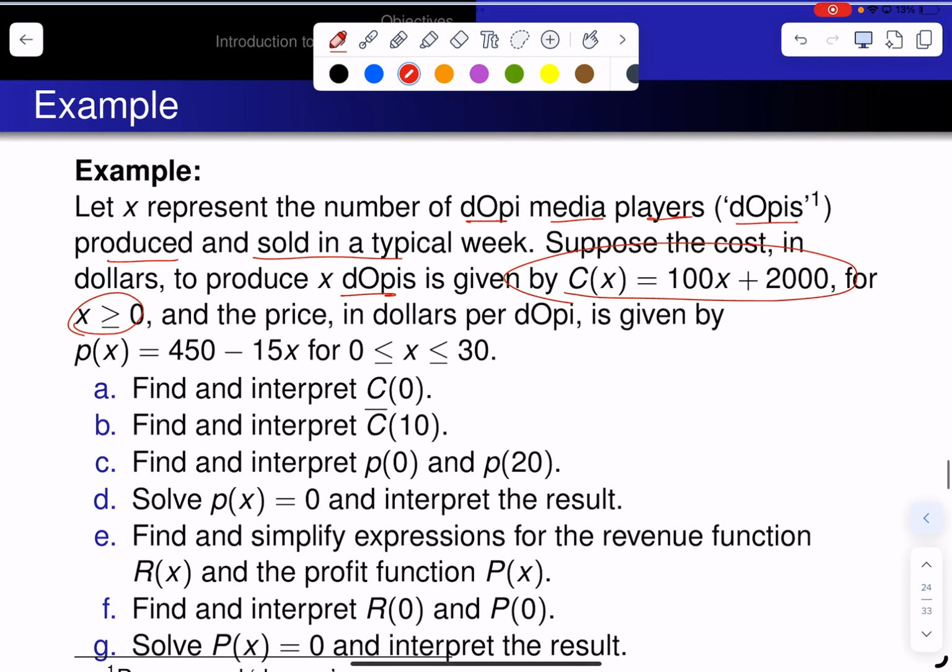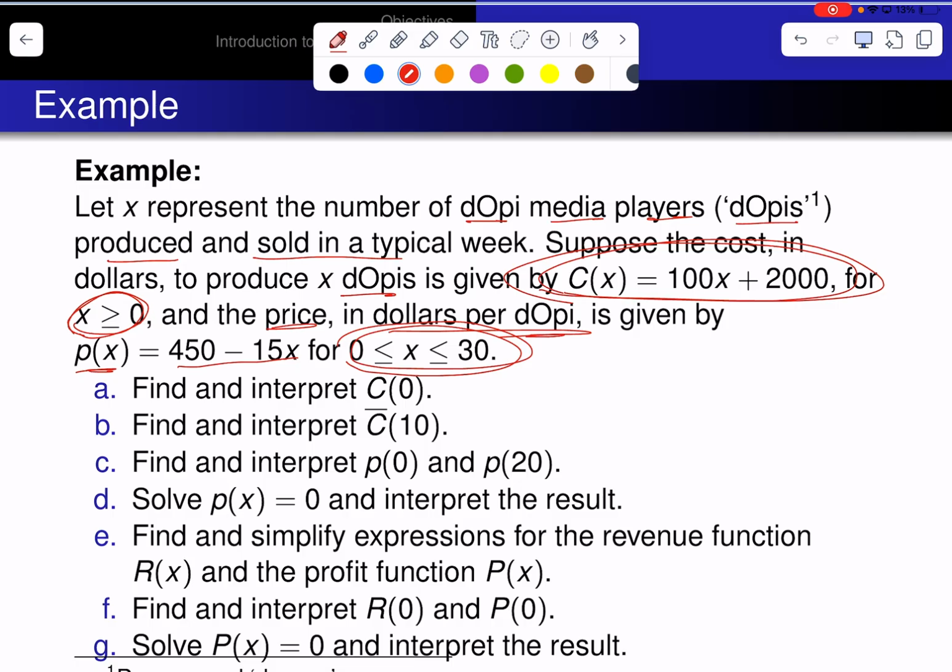So we've got C of x equals 100x plus 2,000 for x greater than or equal to 0. And the price in dollars per dopey is given by little p. Little p of x equals 450 minus 15x. And both the cost function and the price function only apply from 0 to 30.